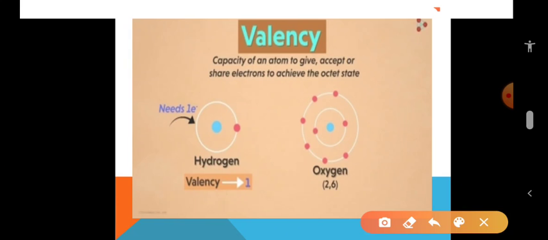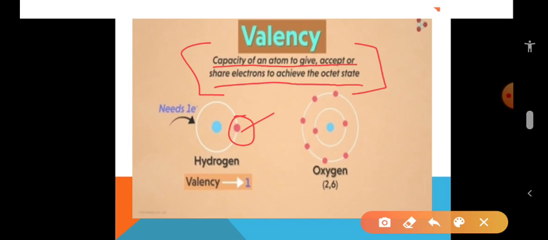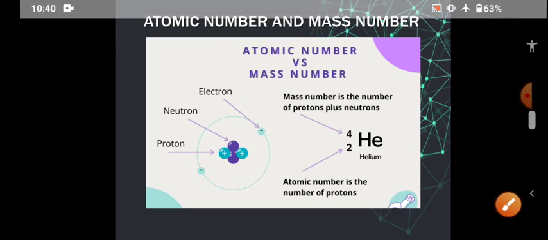What is written here? The definition of valency: the capacity of an atom to give, accept or share electrons to achieve the octet state. Here this hydrogen will remove, that means it will give the electron to others. So this is the concept of valency. One option is it will try to give the electrons from its outer orbit, otherwise it will accept the electrons from other atoms into its outer orbit. This is the concept of valency.